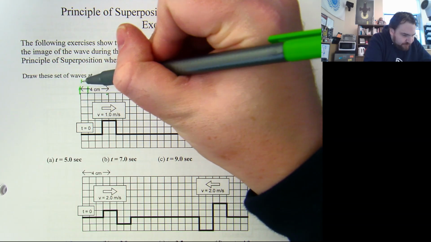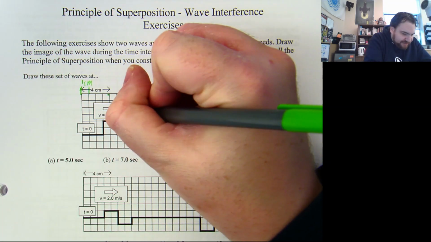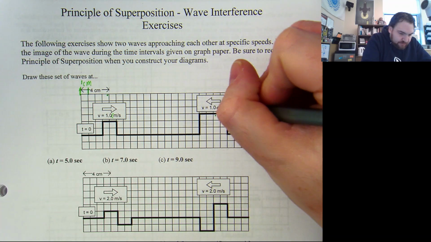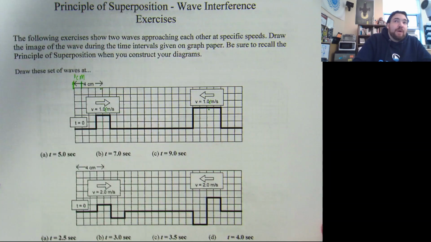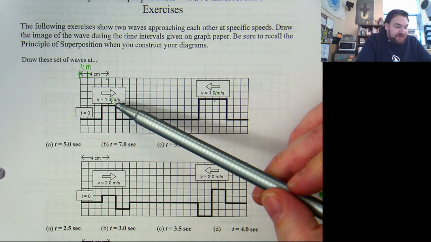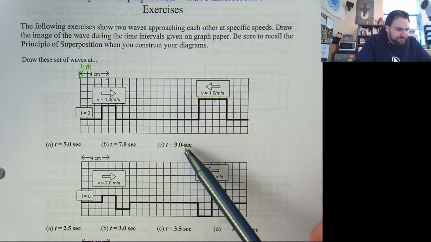This is going to be weird. This should actually be in centimeters per second. So if the wave is traveling at 1 centimeter per second and this one's traveling at 1 centimeter per second, what's happening as this time is progressing?